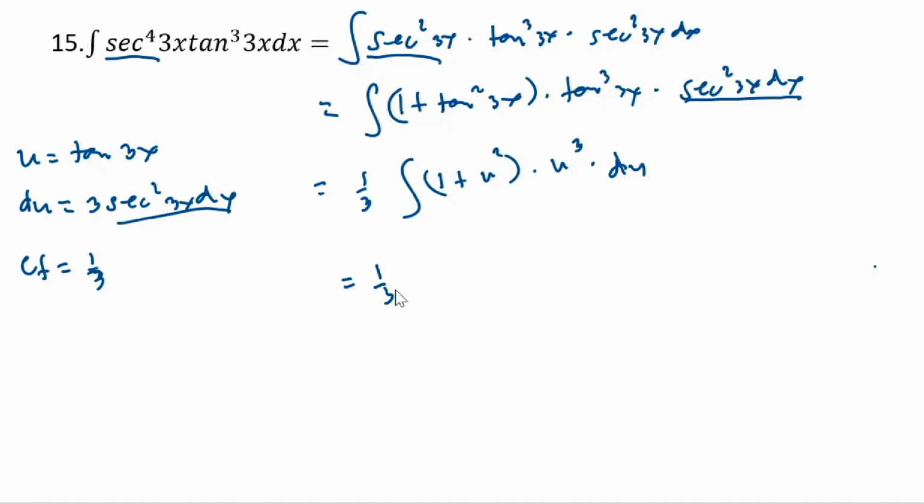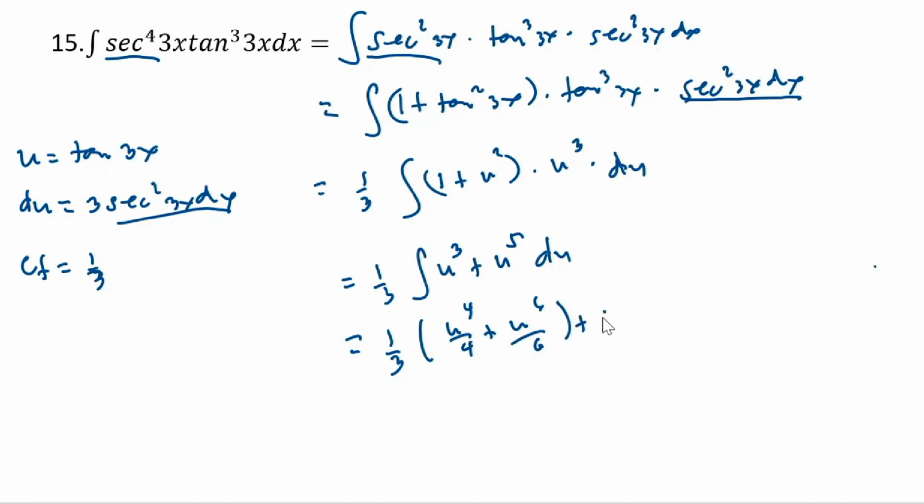So we have now 1/3 times, by using multiplication, we can write now u to the third power plus u to the fifth power du. By integrating that, we have 1/3 times u to the power of 4 over 4 plus u to the power of 6 over 6, and then plus a constant. By using the distributive property, we can write now u to the power of 4 over 12 plus u to the power of 6 over 18 plus a constant.